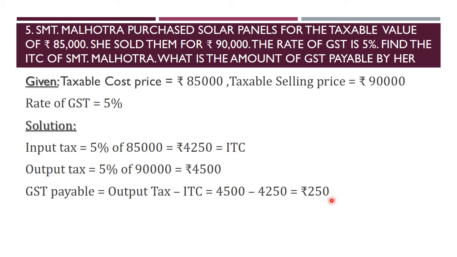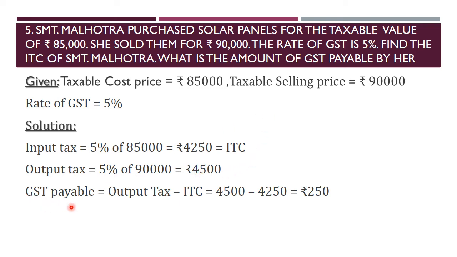So rupees 250 is the GST payable, because when Mrs. Malhotra purchased the solar panels, she already paid tax of rupees 4,250, and then while selling the solar panels, she collected a tax of 4,500. So this 4,250 she will keep with herself, and the remaining 250 she will pay to the government.